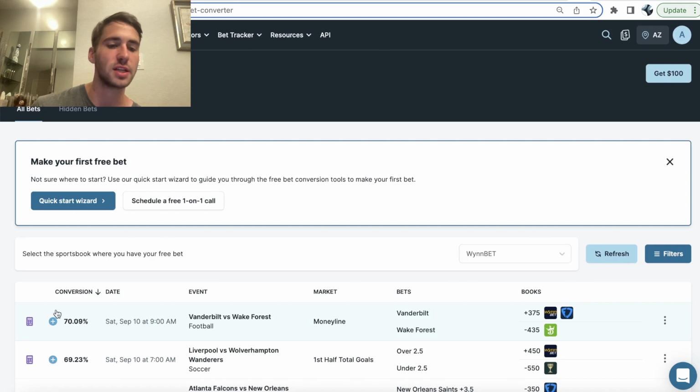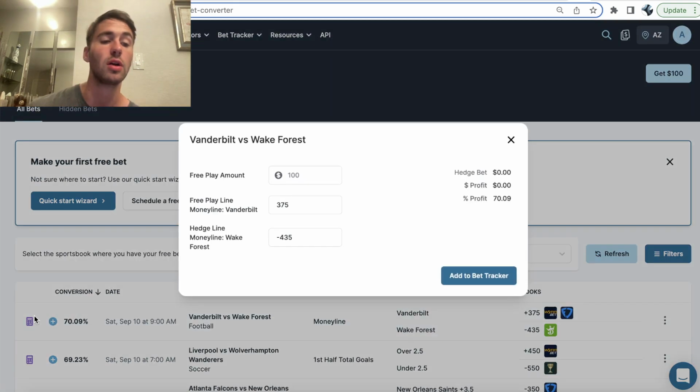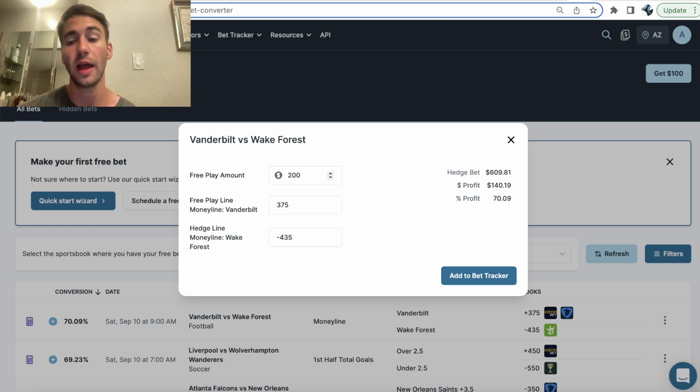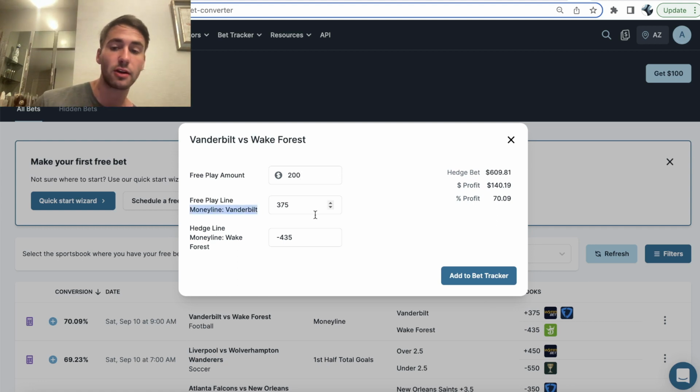So what this tells you is, hey, you can convert your $200 free bet into $140 worth in cash. Just pull up the calculator. We open up the calculator and we say, okay, my free play or free bet amount is $200. And what this calculator will do is tell you, great, here's where you put your free bet, Vanderbilt plus 375 on WinBet, and here's where you hedge: DraftKings, Wake Forest minus 435, right?